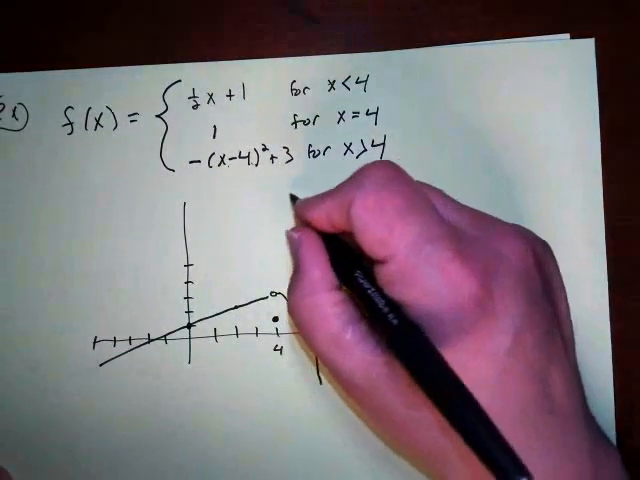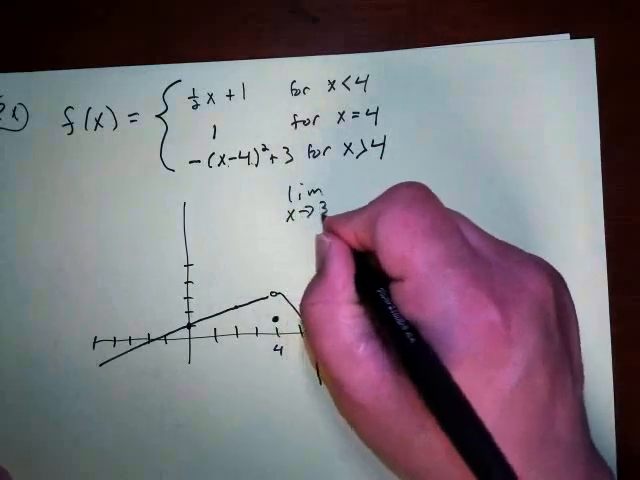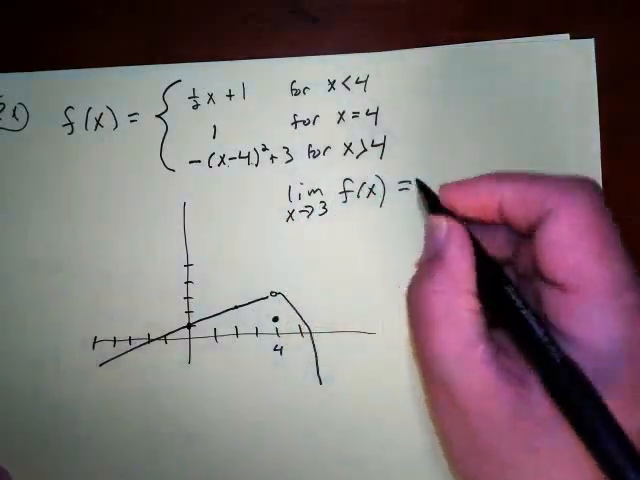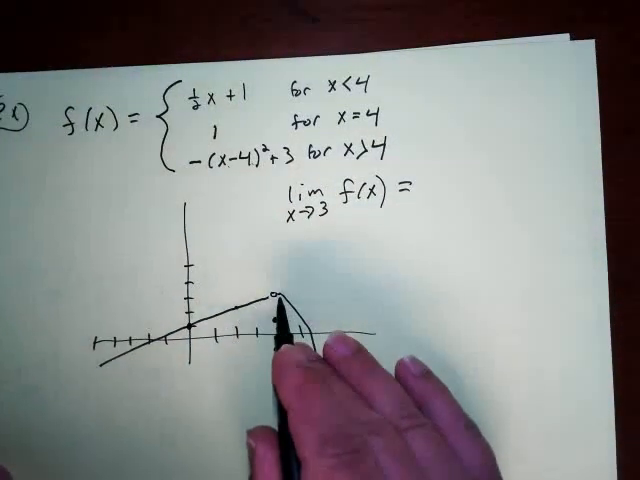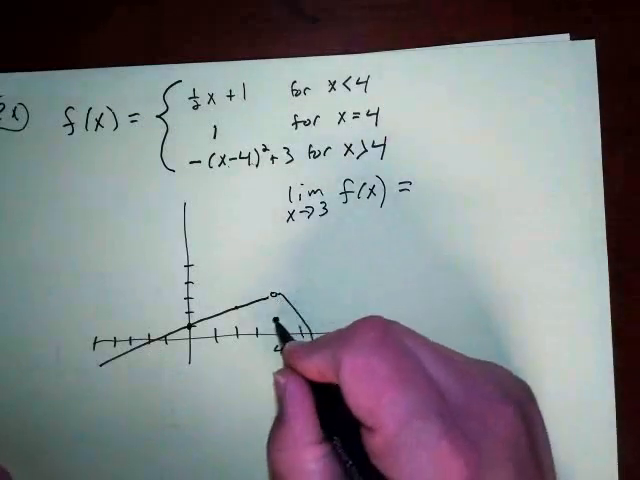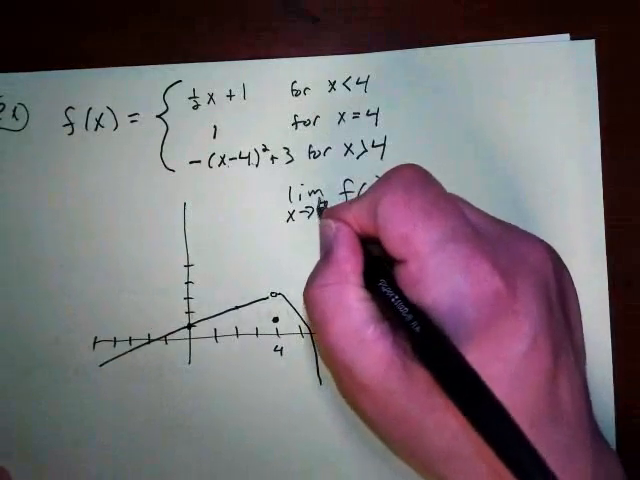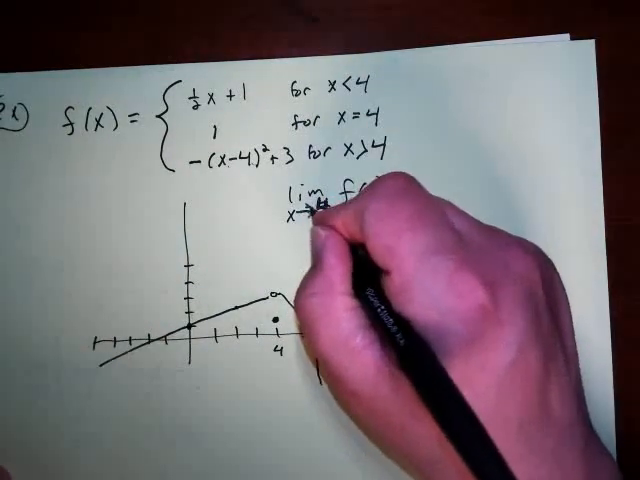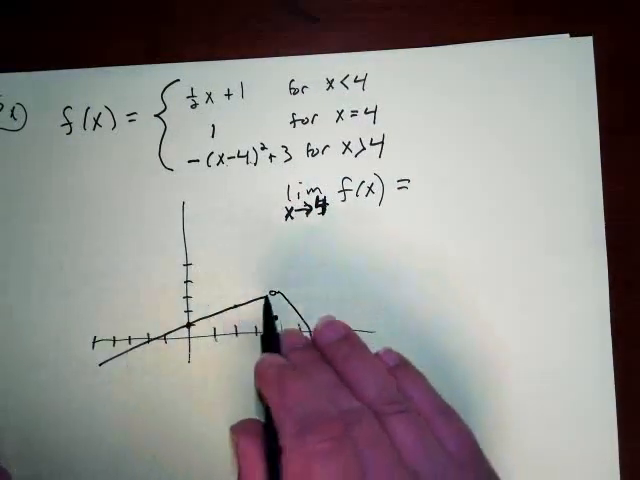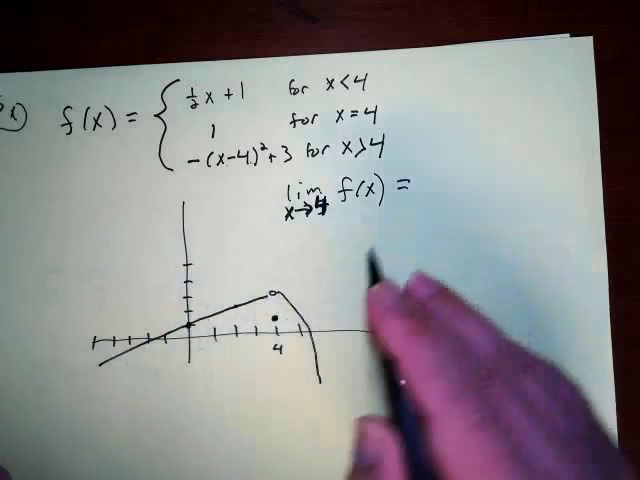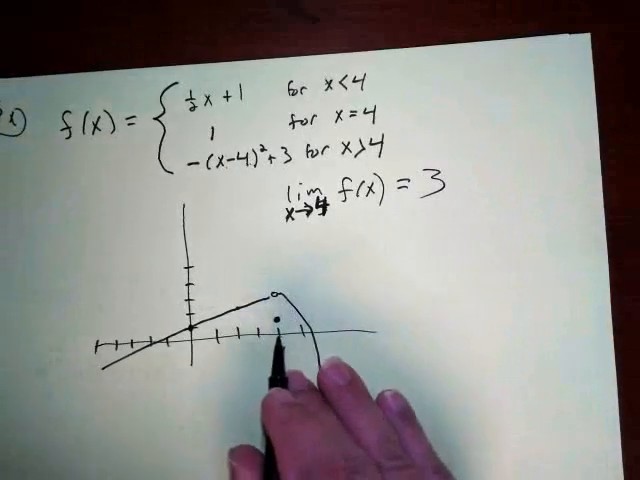Okay? So what I wanted to do is find the limit as x approaches 3 of f of x, is what I wanted to find. So as you go from this direction, you're approaching 3. As you go from that direction, you're approaching 3. And so it doesn't matter what's going on at 4. Oops, this is 4. I'm sorry. I want to find the limit as x approaches 4. This is what I meant to show at the beginning. So from either direction it is approaching 3. So the limit is 3. It doesn't matter what's happening at 4.